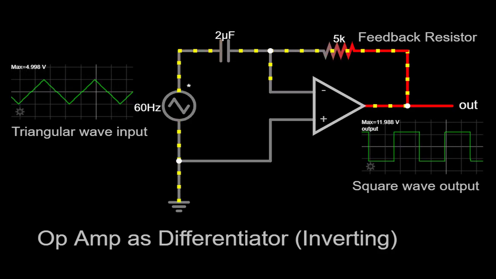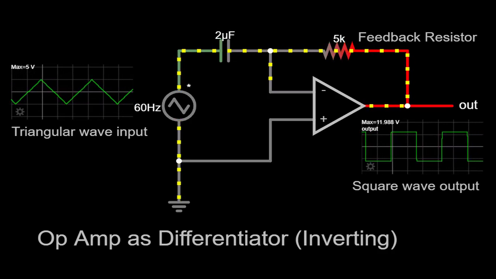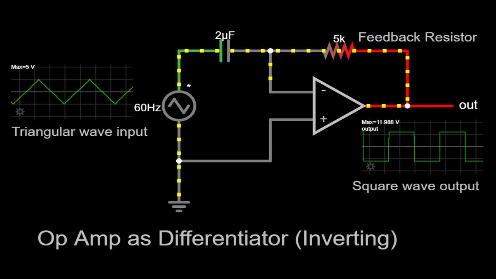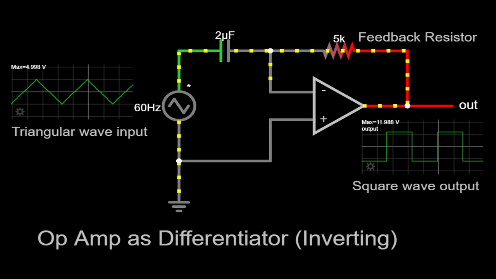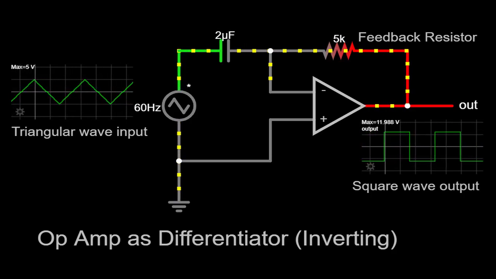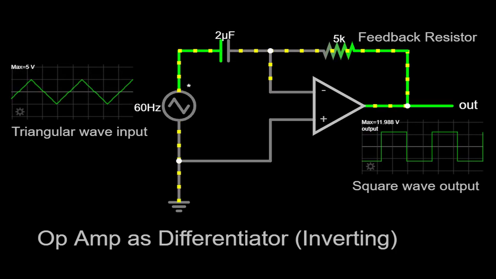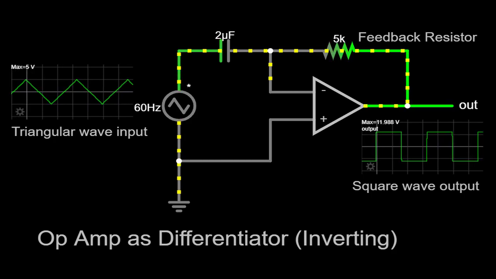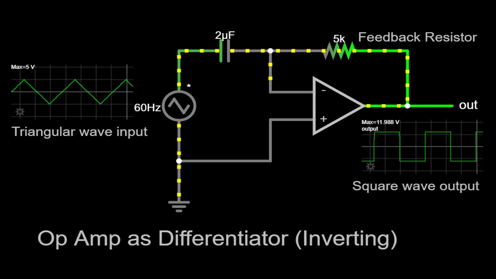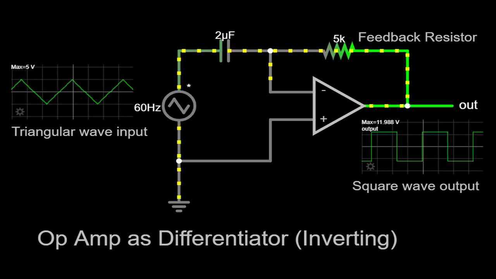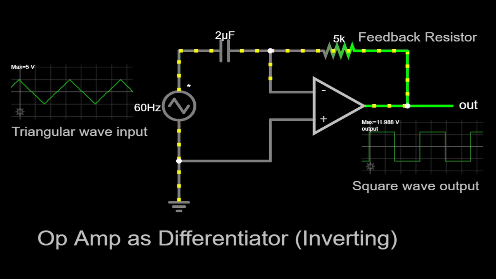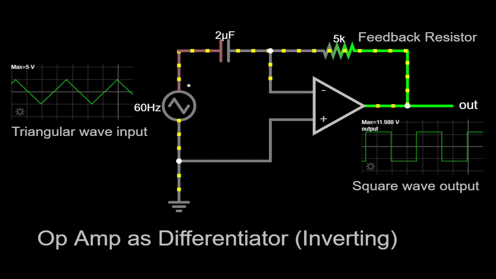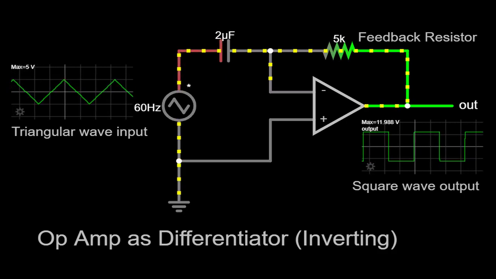However, it's important to note that while the concept of an op-amp differentiator seems straightforward, practical implementations come with their own set of challenges and limitations. Op-amps possess characteristics such as slew rate and input bias current, which can impact the performance of the differentiator circuit. The slew rate refers to the maximum rate of change an op-amp can handle, and exceeding this limit can lead to distortion in the output waveform.